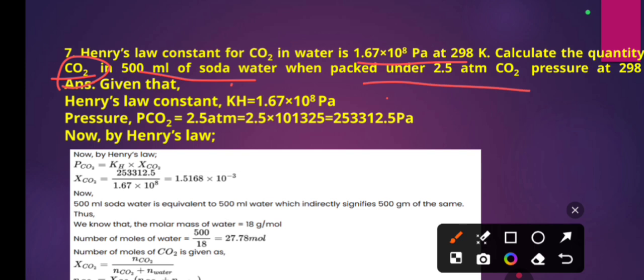How much pressure is given? 2.5 atmosphere. You have to convert this into Pascal, if needed, otherwise you have to go according to the numerical. Why do you have to convert this into Pascal? Because the Henry constant is given in Pascal. So by using the Henry law formula, partial pressure is equal to kH into the mole fraction of that solute, you can solve the numerical.